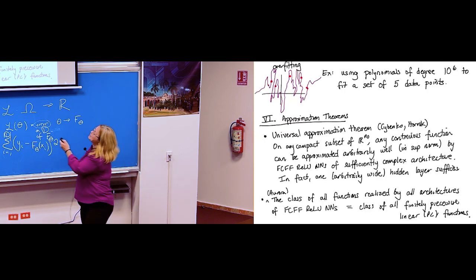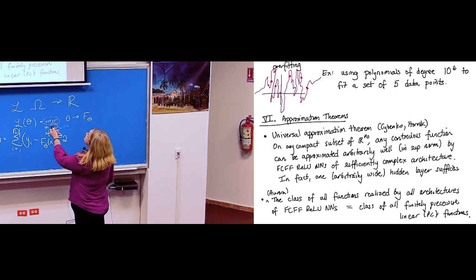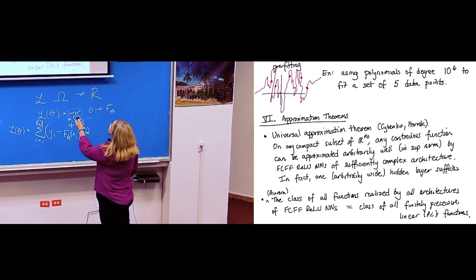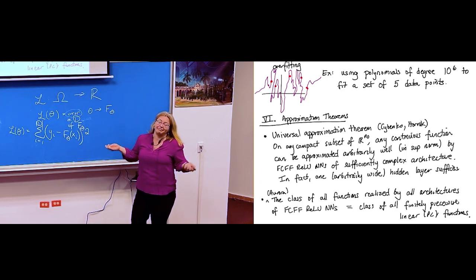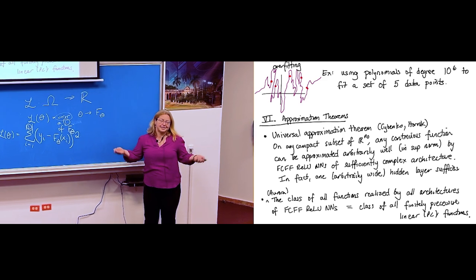Here's my cartoon illustrating what overfitting is. The example is maybe you're using polynomials of degree 1,000,000 to fit a set of 5 data points. And here are my 5 data points. You're going to be able to find one, but it's going to do crazy things away from the data, and so it's not going to be useful.